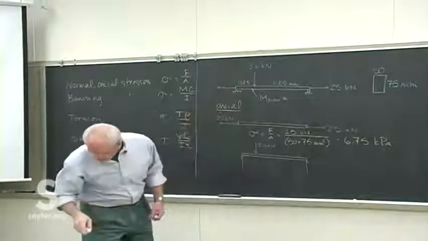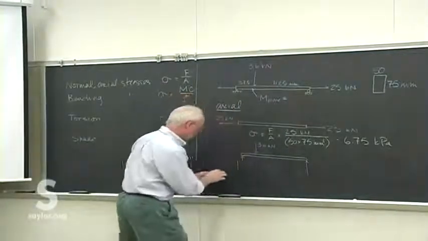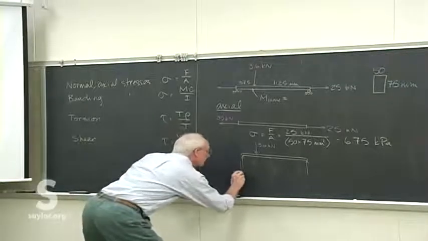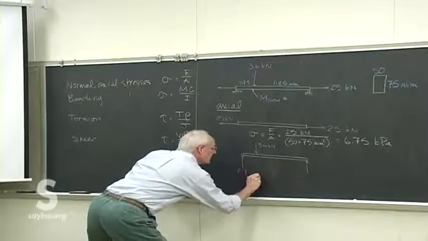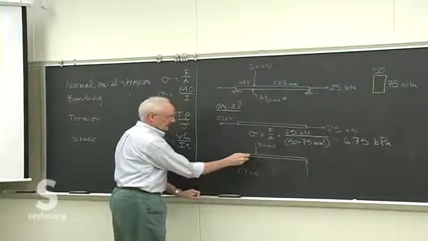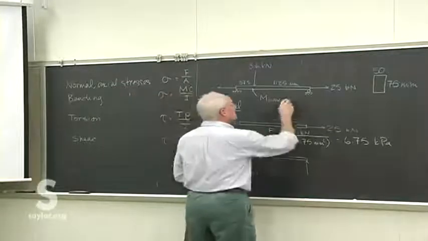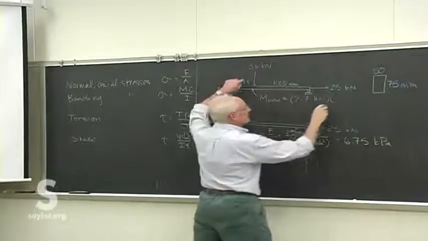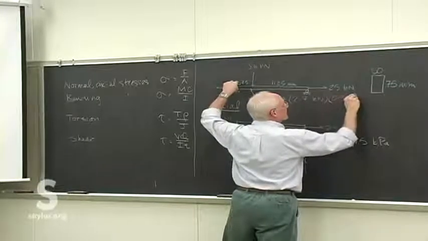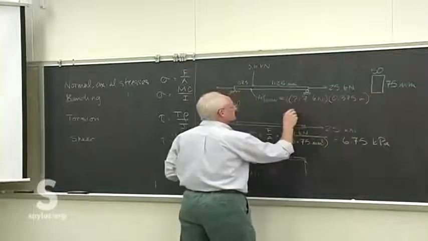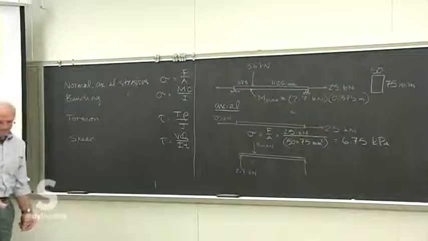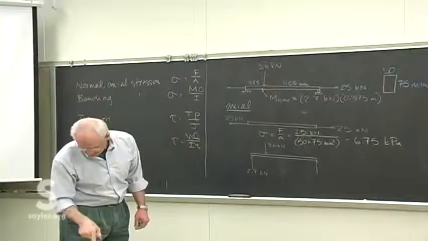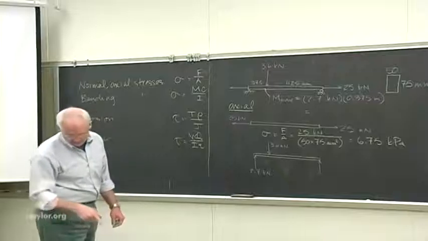It comes out to be the reaction here, which is 2.7, the reaction on that side. So it's that times the moment arm by the time it gets all the way over there, which is the full 375. Remember, the maximum moment occurs right at where that load is. I don't happen to have that number.